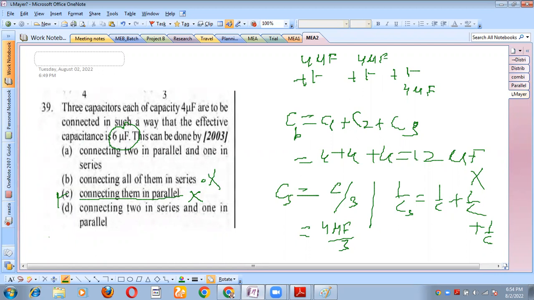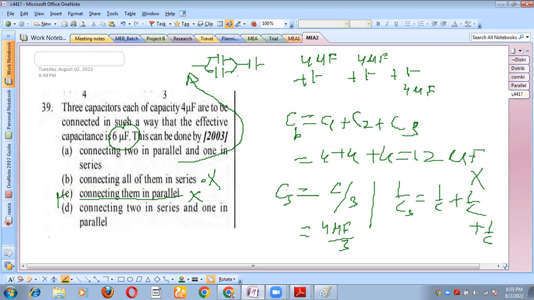Now we are left with two options: connecting two in parallel and one in series, and the second option, connecting two in series and one in parallel. So only in mixed combination can we get 6 microfarad. So go by the first option. It says connect two in parallel and one in series, like this.